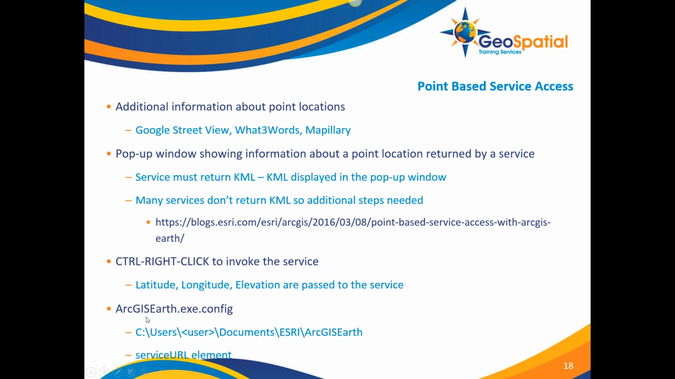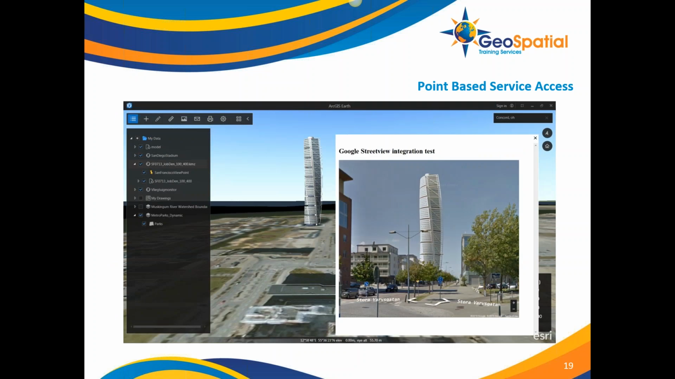You have to go to arcgisearth.exe.config, and that's found in your documents folder. And basically you just go to the service URL element and add in some information. This is fully described in a blog article from ESRI, and I've provided the link here. You can copy and paste that from the handouts. So this is kind of an idea of what this will do for you.